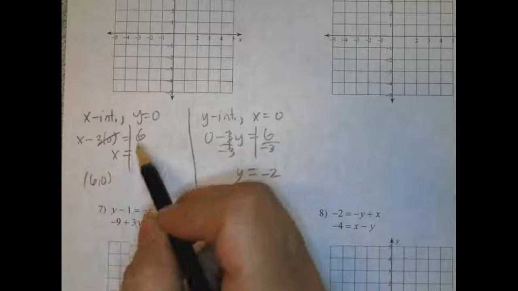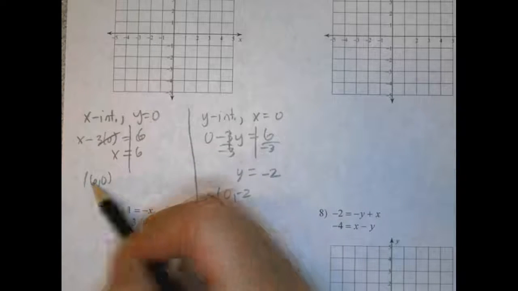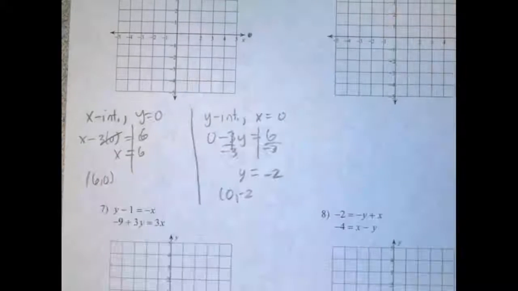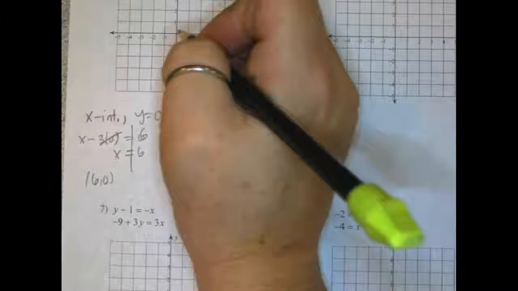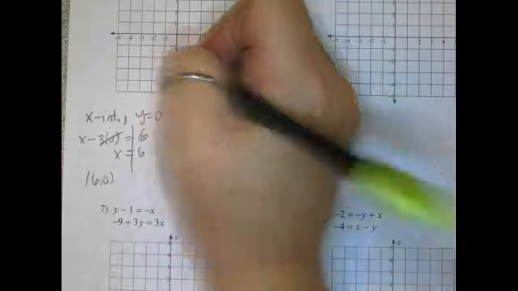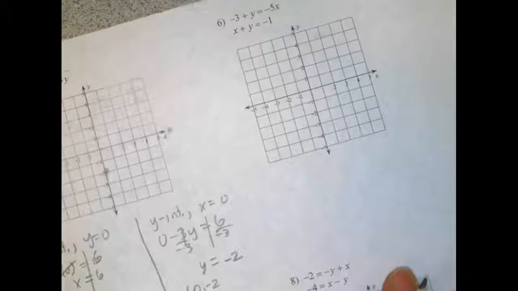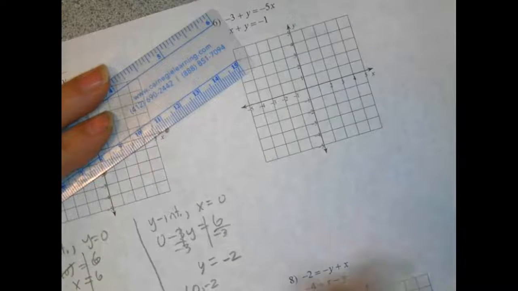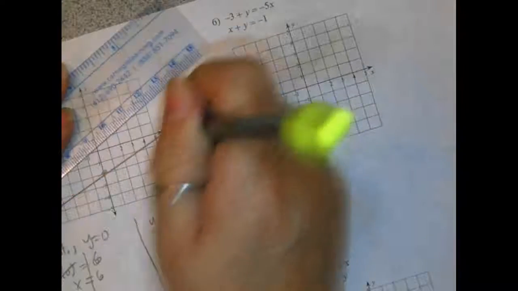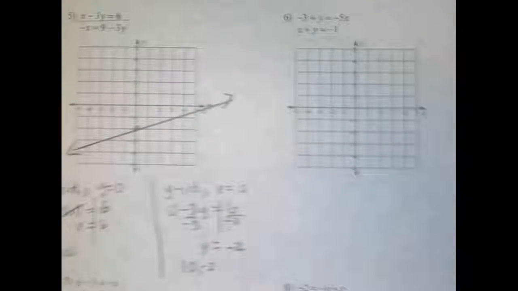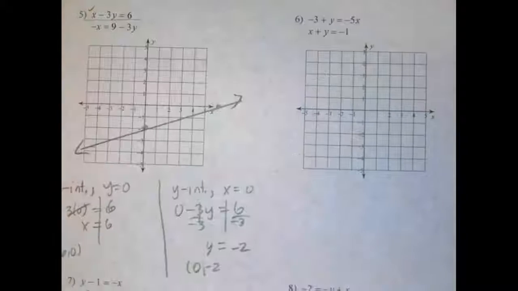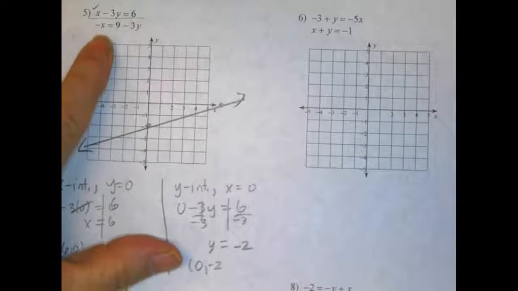So I'm going to go ahead and graph it now. Here is 6, 0, which is off the chart up here. This is 0, negative 2. So my line is going to be somewhat like this. All right? That's this problem here. Let's do the next one.